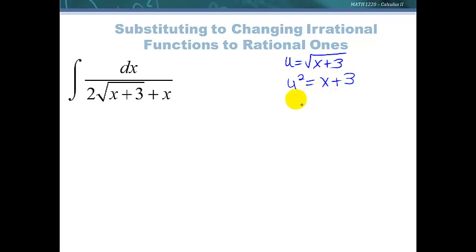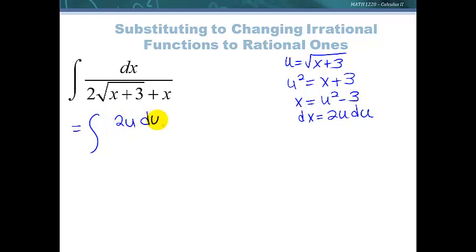And then I'm going to solve this for x. So x is going to be u squared minus 3. So my dx is going to be 2u du. Now let's go ahead and do the substitution then. So dx is going to be 2u du. And then I have 2u plus, now I need x, and that was right here, u squared minus 3.